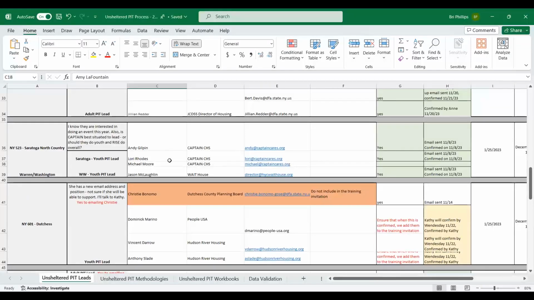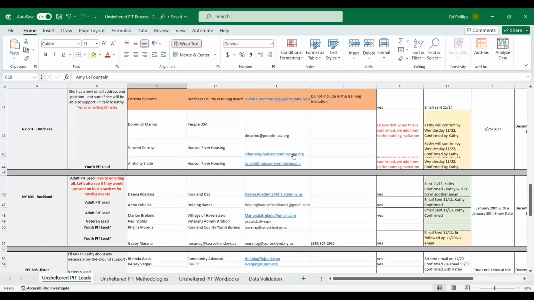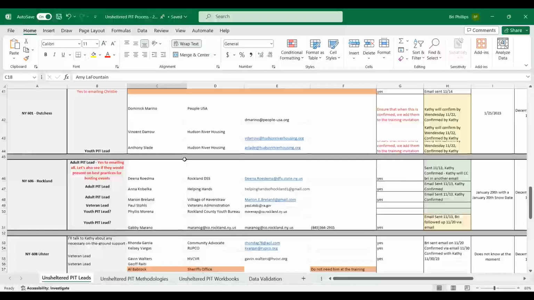In Saratoga County, we have confirmed from Captain Human Services, Lori, you're going to be our PIT lead. And Jason McLaughlin had said up in the North Country that Waite House would be able to support the youth PIT lead. In 601 Dutchess, Anthony, we have you on for Hudson River Housing. Is that still available for you to support being the PIT lead? Yes, I'm still here to be the PIT lead. Awesome, thank you so much. No problem.